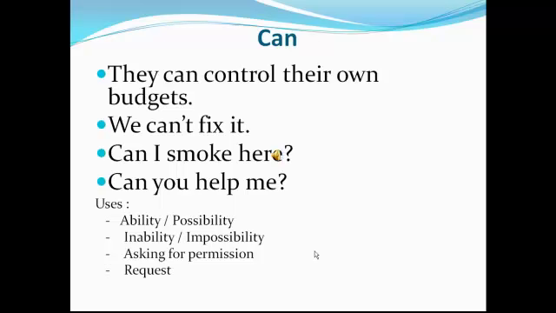The modal verb can. We use this for ability, possibility, inability, impossibility, asking for permission, or requests. For example, they can control their own budgets. We can't fix it. Can I smoke here? Can you help me?